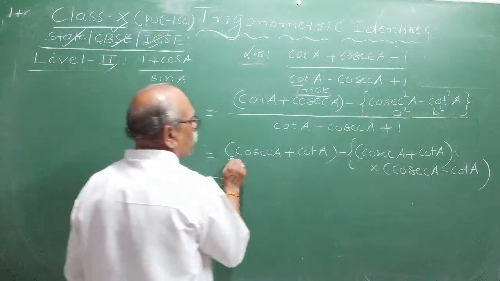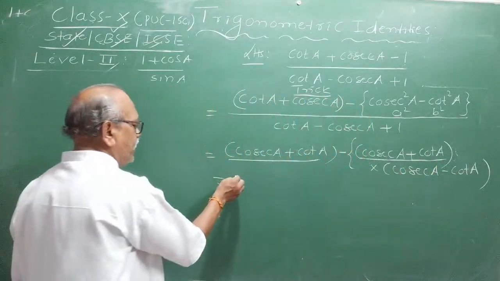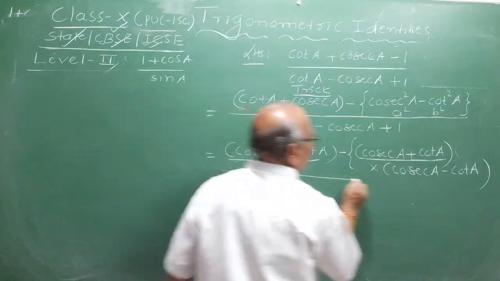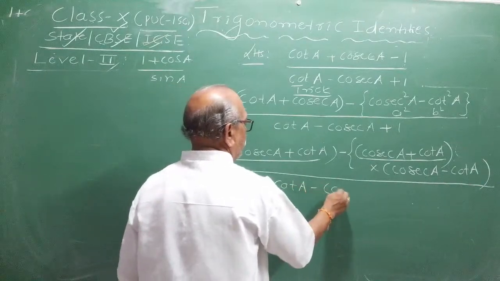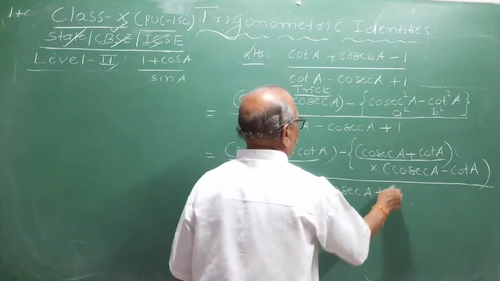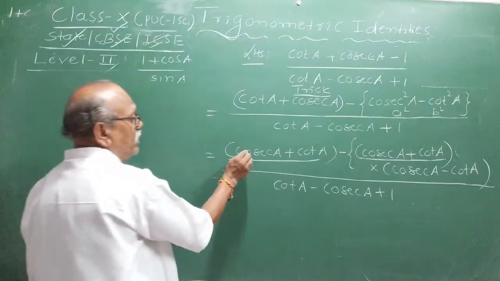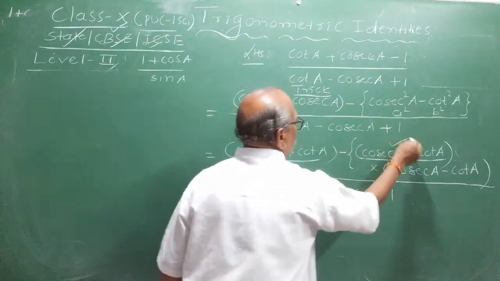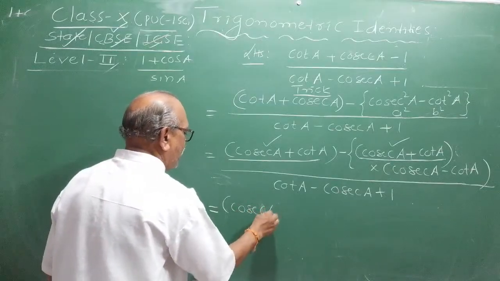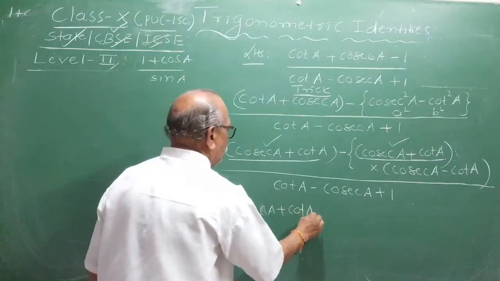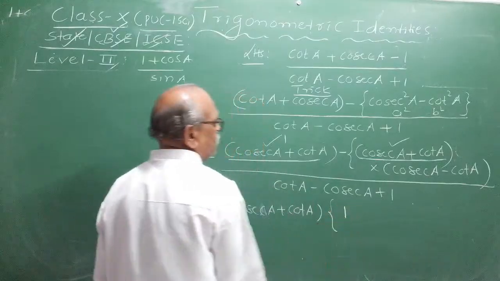Now you take common cosec a plus cot a. In this expression cosec a plus cot a is common. If I take it out, don't forget the denominator. Don't forget Mr. Denominator, very dangerous fellow. In the numerator we have cosec a plus cot a times cosec a minus cot a, minus cosec a plus 1. It is very easy, provided you use the trick I have given here. Here also cosec a plus cot a is common. I will take cosec a plus cot a common. If you remove this, you are left with 1.